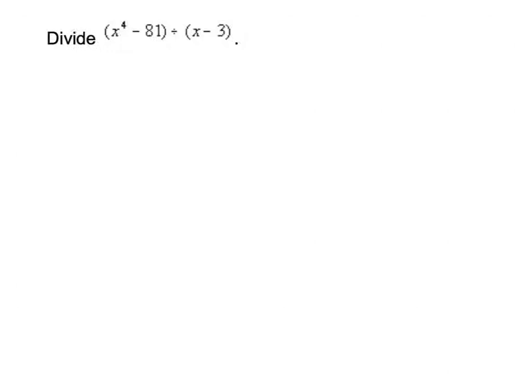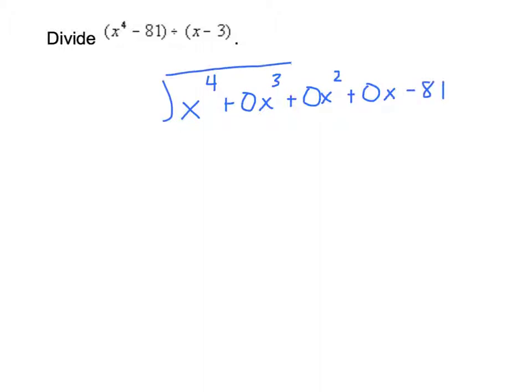So what you end up having to do is write it using standard form. So we're going to write it, so we have x to the 4th. So what you do is you write plus 0x cubed plus 0x squared plus 0x and then minus 81. So you need to save the spot for all of those terms we don't actually have. It's kind of like the zeros in 10,002 holding the spaces in between the 1 and the 2.